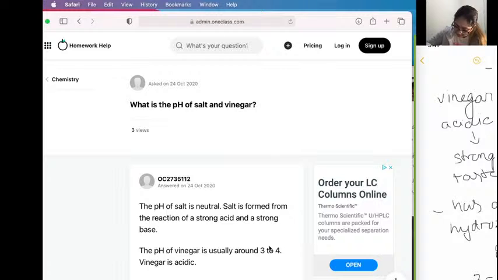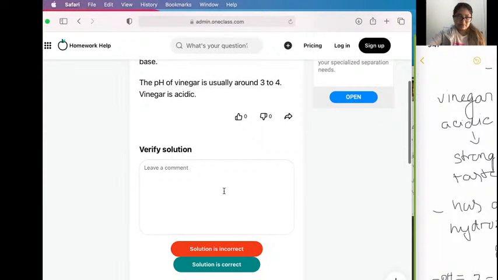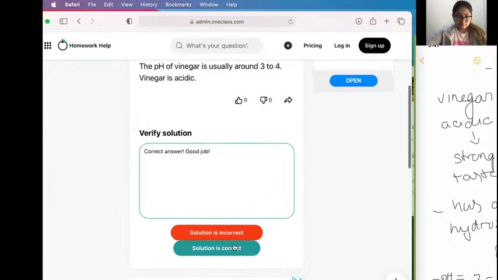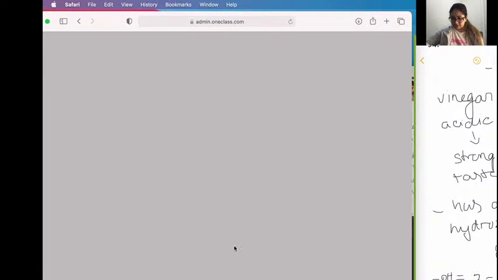So it's considered pretty acidic. So I wouldn't drink that just by itself. So it's pretty acidic. Yes. Solution is correct.